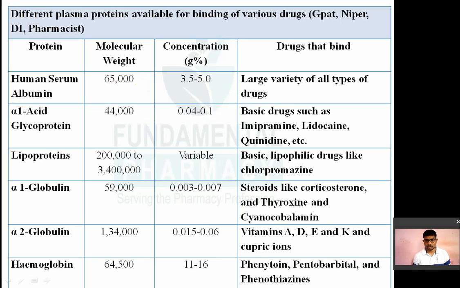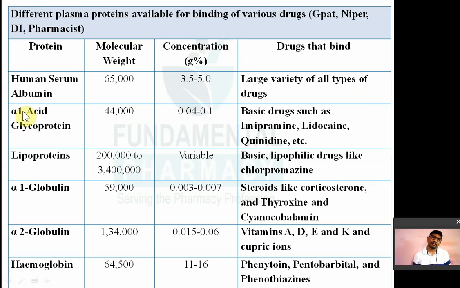3.5 to 5% concentration is there, and a large variety of all types of drugs bind to this albumin. Remember, the molecular weight of albumin is 65,000 daltons. It is present at 3.5 to 5% in the plasma, and most drugs bind to albumin.